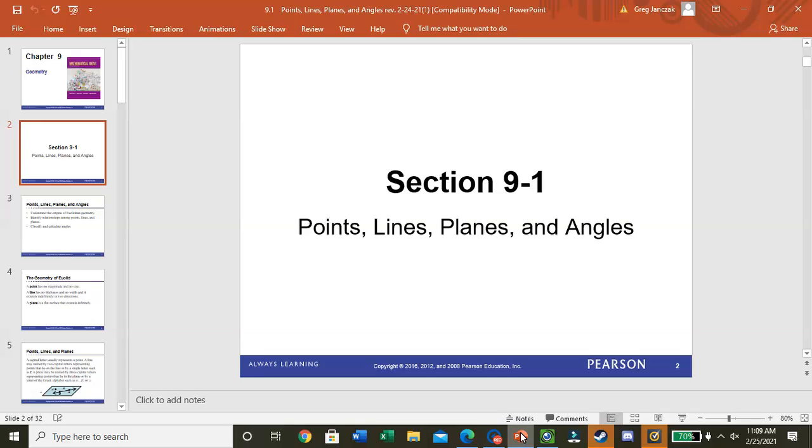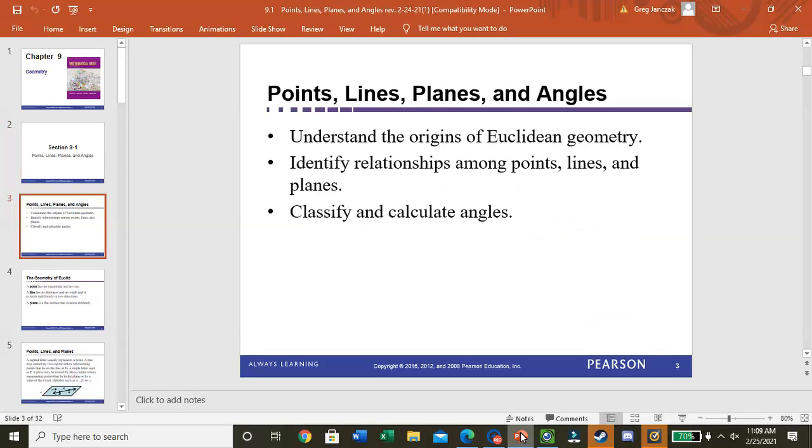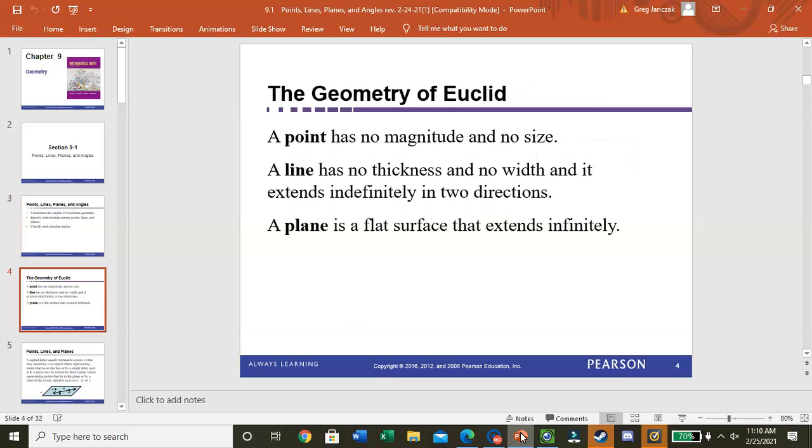All right, so this is lesson 9.1, points, lines, planes, and angles. Our objectives are to understand the origins of Euclidean geometry, identify relationships among points, lines, planes, and angles, classify and calculate angles. Okay, so I've got some blanks on your PowerPoint notes for you to fill in.